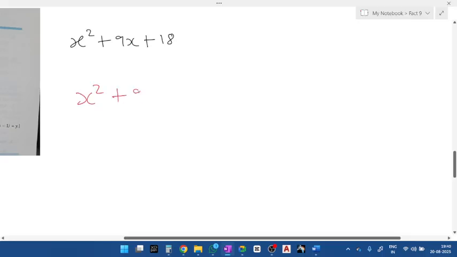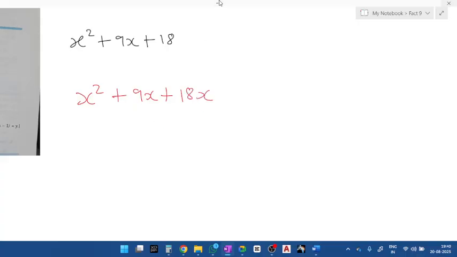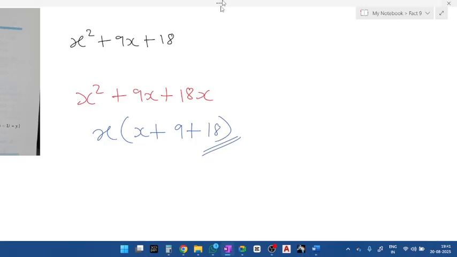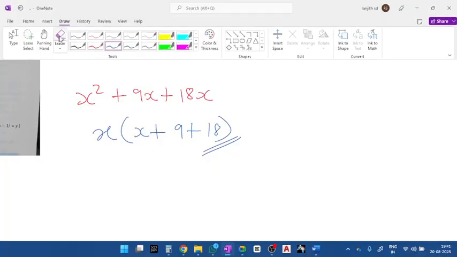What if it was 9x plus 18x? Now, how many terms do we have, students? How many terms? Respond, unmute. And what is common to them? x is common. If you take x common, you'll get x times (9 plus 18). We could solve like this. If one value is common to all the terms, we can factorize like this. And you can add 9 plus 18. Fine, you can try it like this.